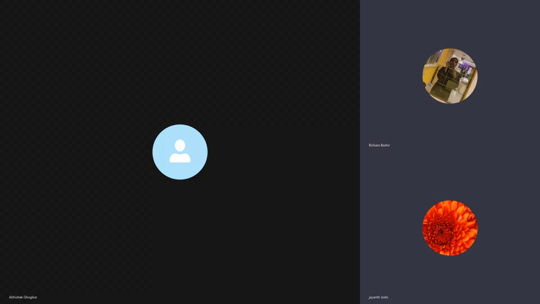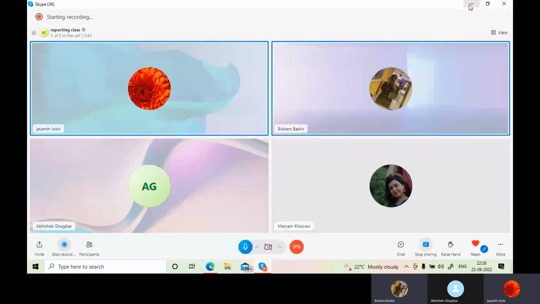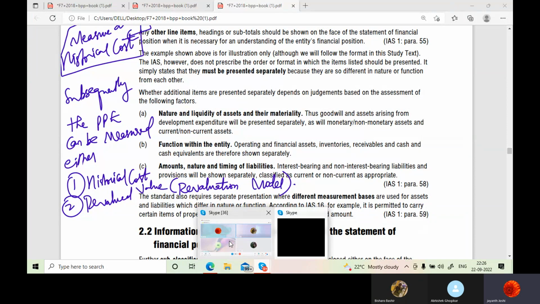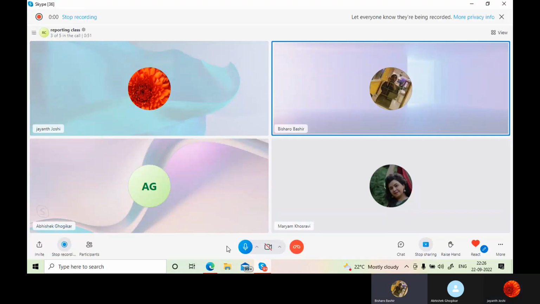Screen? I can. Yeah, okay. I see the screen. Yeah, it will take some time maybe. Now is it clear? Yes, it's clear now.